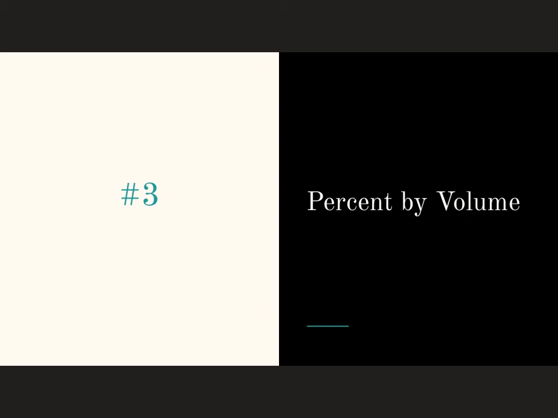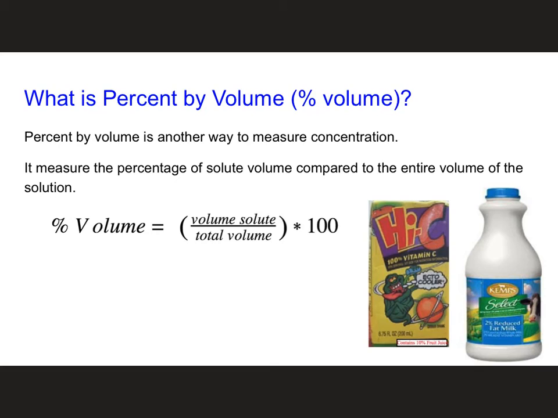And now for our last and final way we're going to calculate concentration, which is percent by volume. So what is percent by volume? Otherwise abbreviated as just percent volume like that. It measures the percentage of the volume of the solute compared to the entire volume of the solution. So this equation here shows what I just explained. On the top of this equation we have the volume of the solute, and then the bottom is the total volume, and then in order to make it percent volume, remember to multiply by 100.